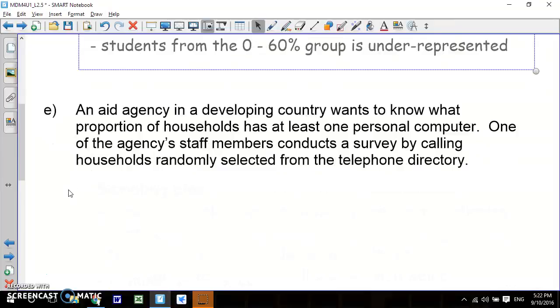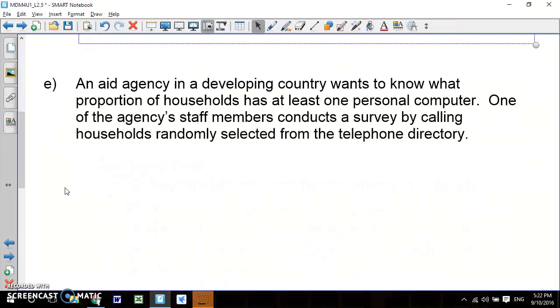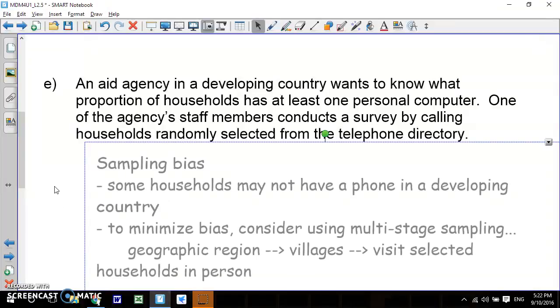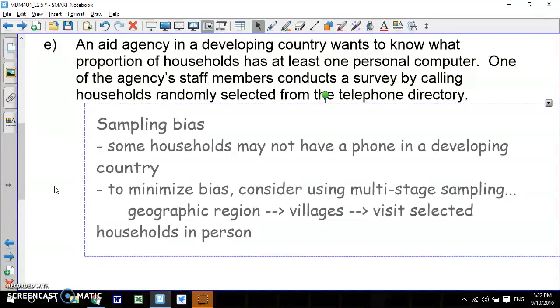And lastly, an aid agency in a developed country wants to know what proportion of households have at least 1 personal computer. And in this example, we're actually looking at sampling bias again, because some households in a developing country may not have a phone, a personal computer. So you can use multi-stage sampling to reduce bias in this case.